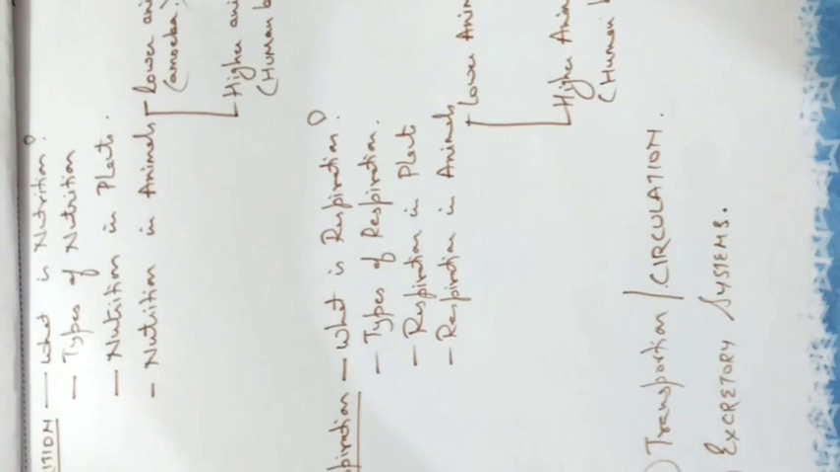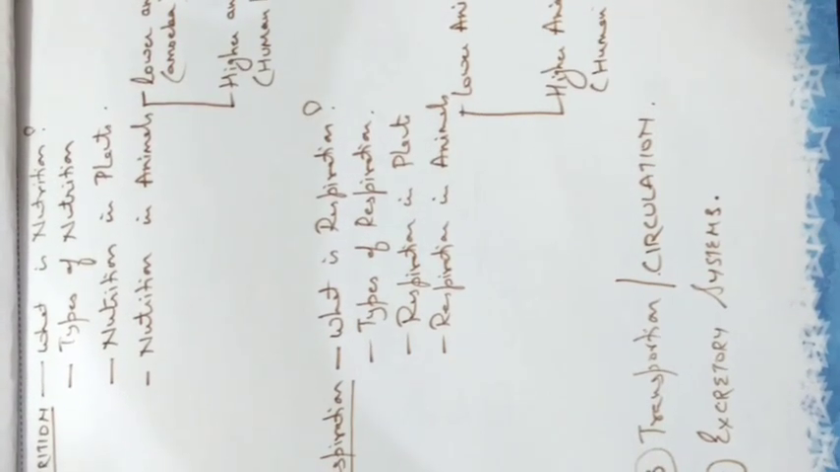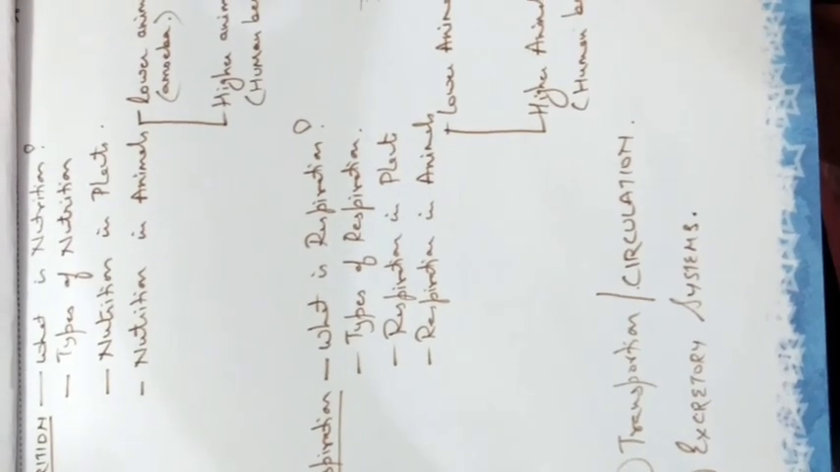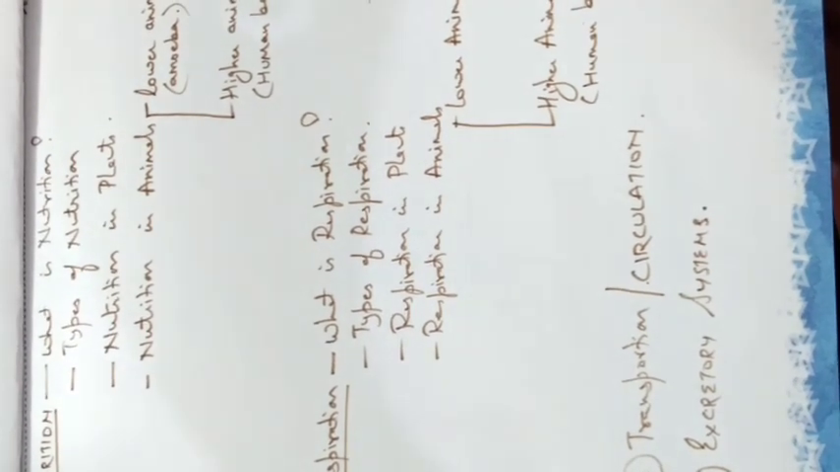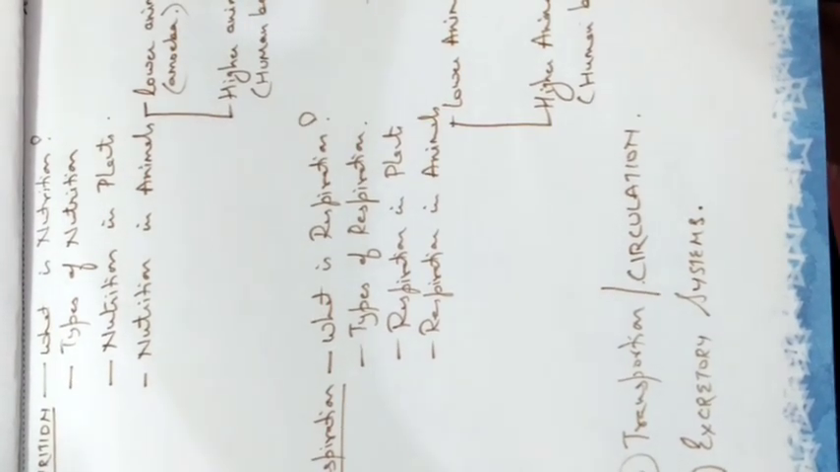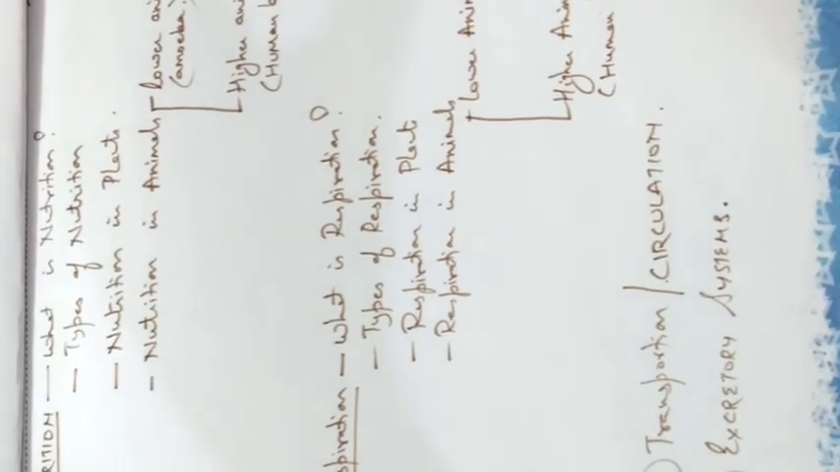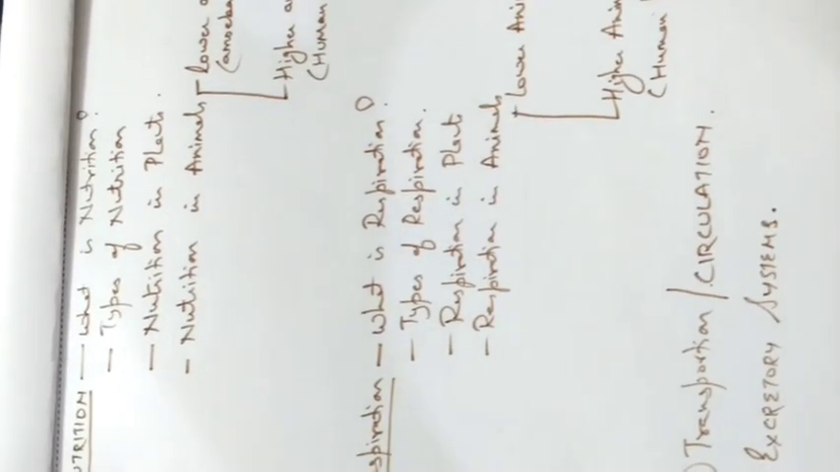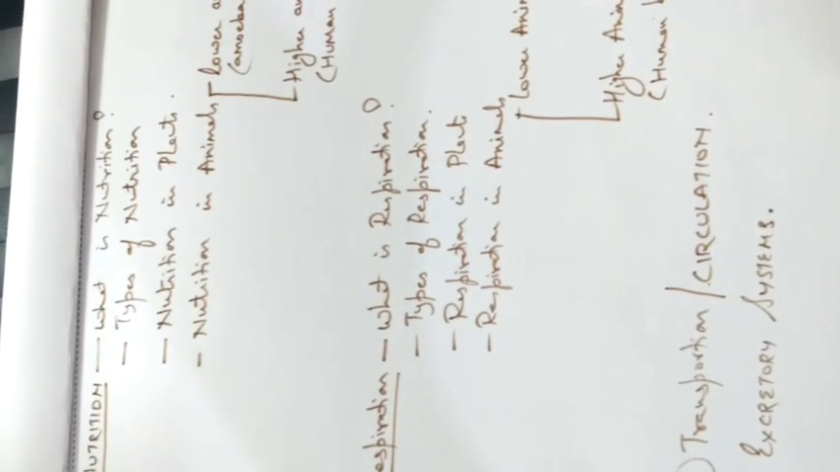As in the topic nutrition, we discussed what is nutrition, types of nutrition, nutrition in plants, nutrition in small animals, that is the lower animals, and then nutrition in human beings. The same pattern we shall be discussing in all the life processes: in respiration, what is respiration, types of respiration, respiration in plants, respiration in animals, that is lower animals, and then the higher animals. Similar would be the pattern in transportation of materials, and the same in excretory systems as well. The next topic we'll be discussing is respiration in plants.